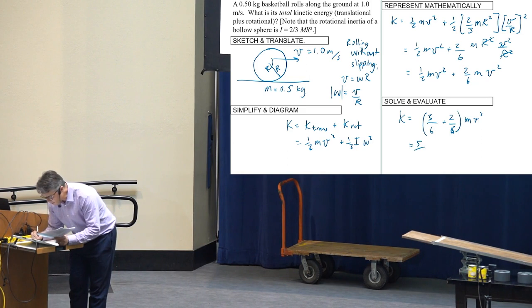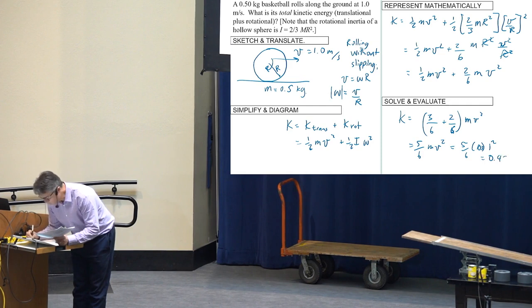So we get 5 over 6. That's for a rolling hollow sphere. It's 5/6 mv squared is the total kinetic energy. 5 over 6 times, sorry, 0.5 times 1 squared. So I got 0.42 joules.